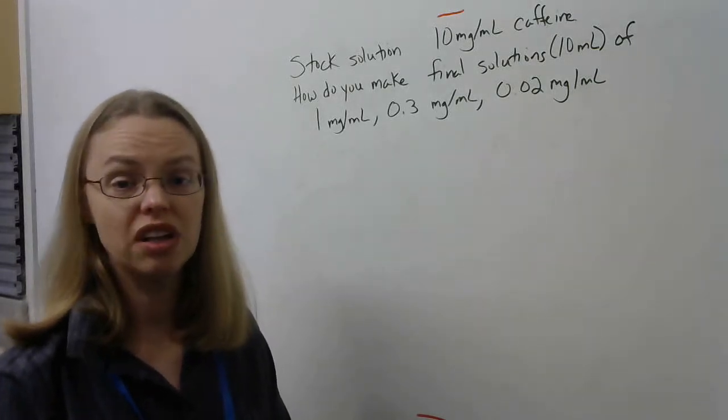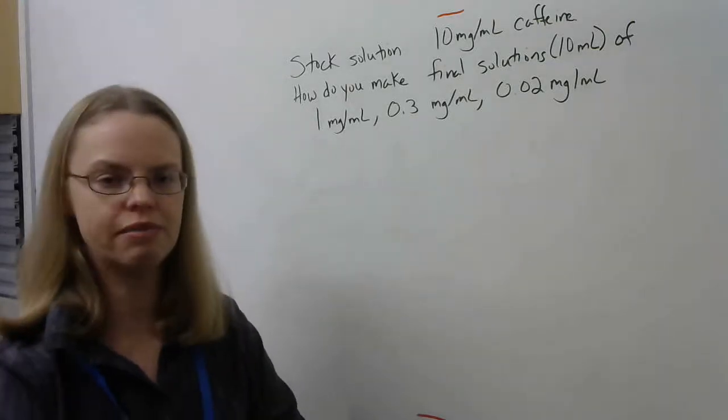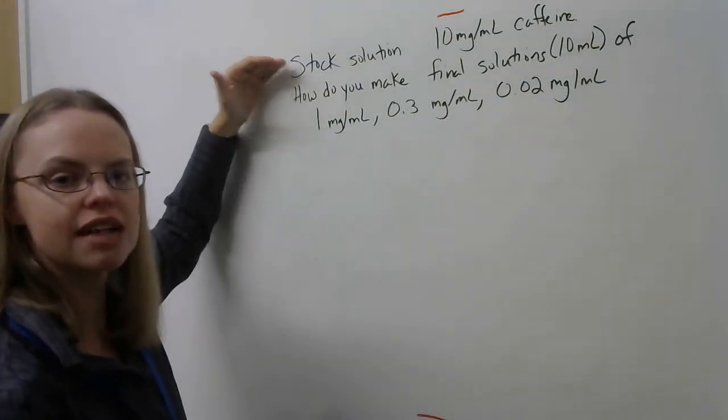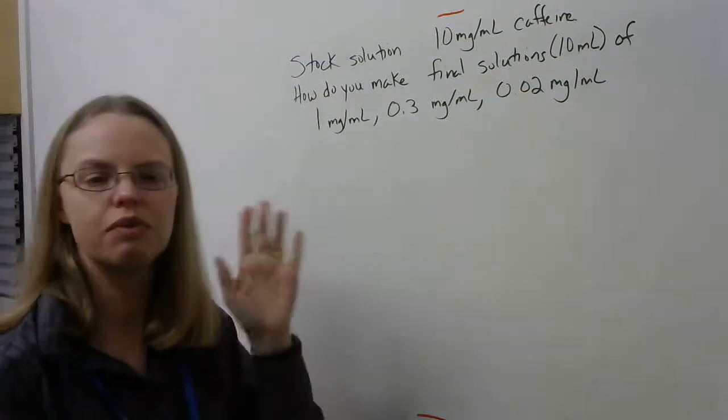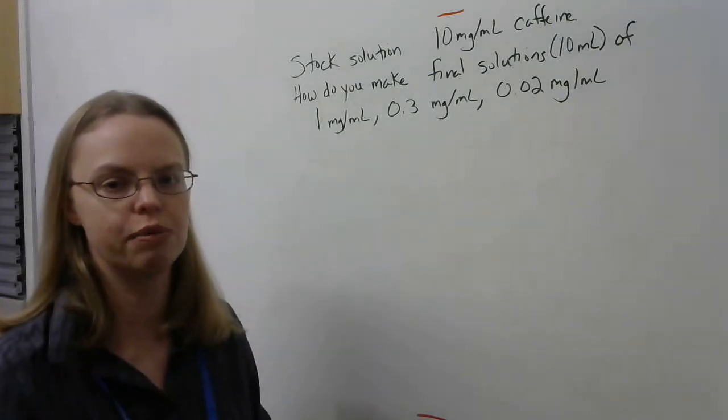In this video, we're going to look at how to make dilution calculations. Again, a really common thing that we do in just about every lab. We often start off with instructions to make a stock solution. So in this lab, we're just going to pretend we've already made this instruction set and made a stock solution: 10 mg per mL of caffeine.